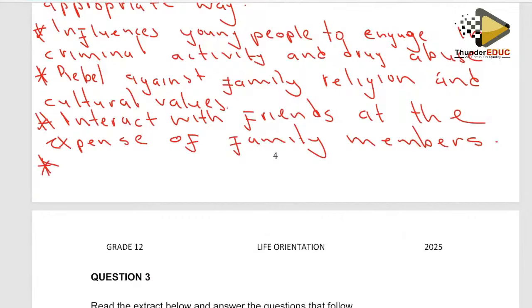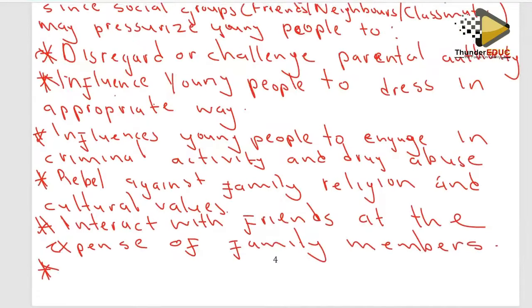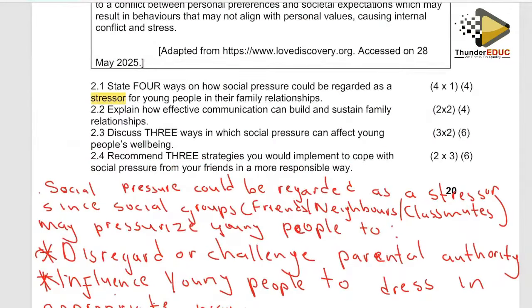So in addition to that, we also need to look at the next question, which is 2.2. It reads, explain how effective communication can build and sustain family relationships. So our keyword here is build and sustain. We are looking at how it promotes good family relationships. For 2.2, I'm going to take it to the whiteboard.